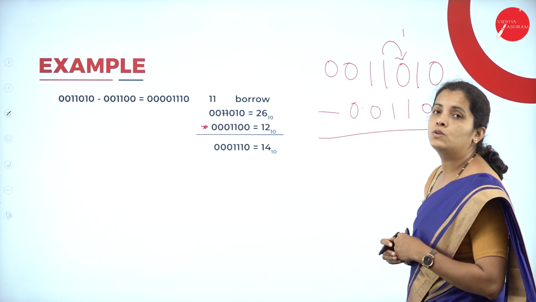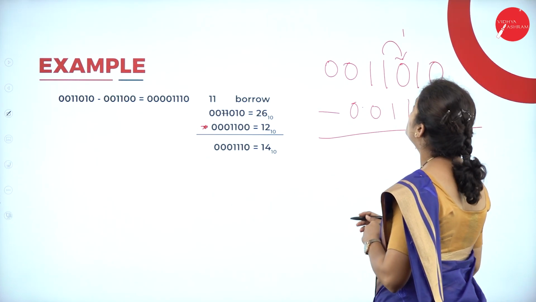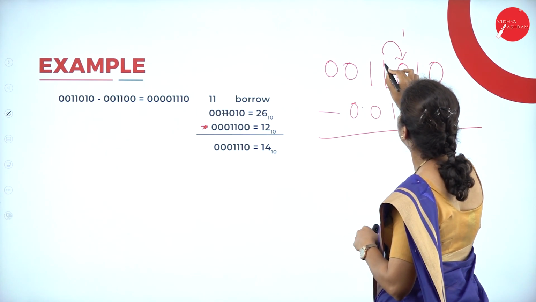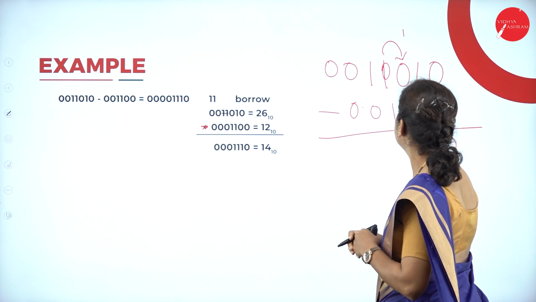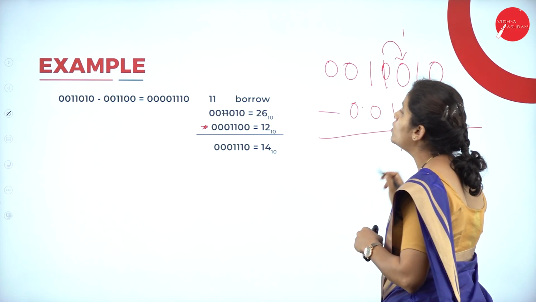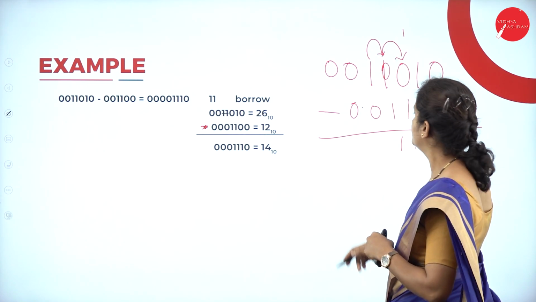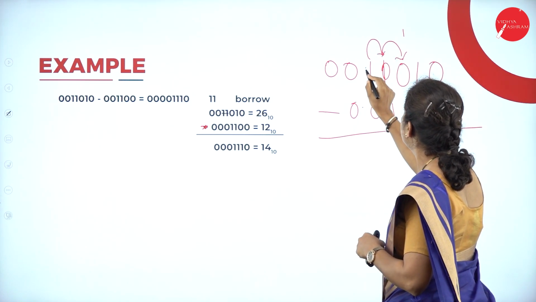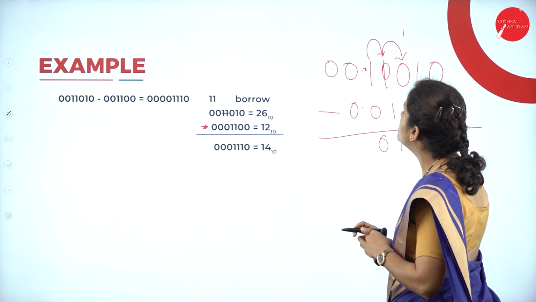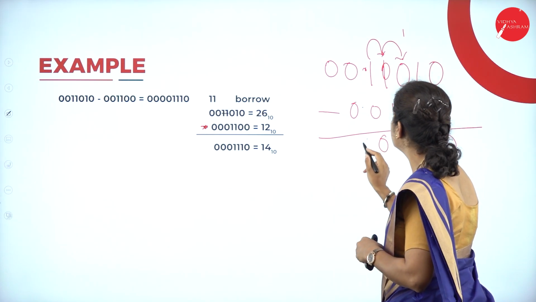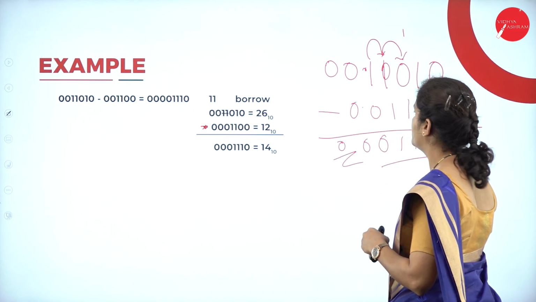Okay. So I'm going to borrow 1. So here I have 0 and 1. It's not possible to subtract. So I'm going to borrow 1. I'm going to borrow 1 from here. So here I have 0. So 0 minus 0, 0. 0 minus 0, it is 0. Once again 0 minus 0, it is 0.